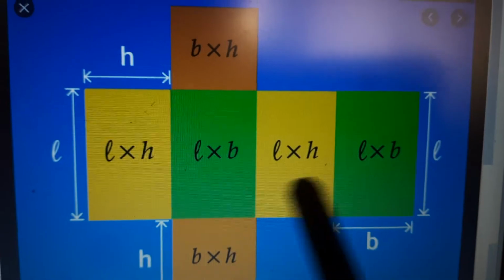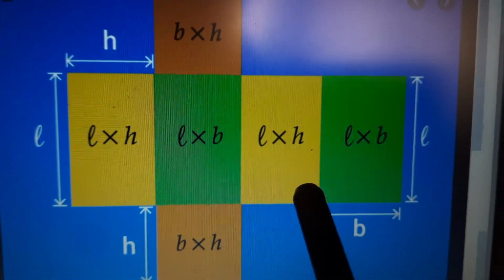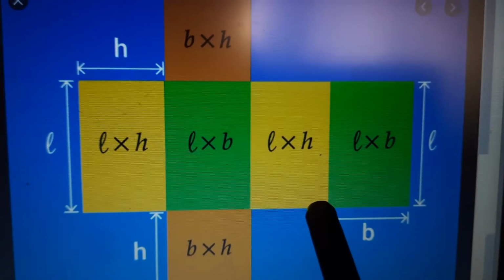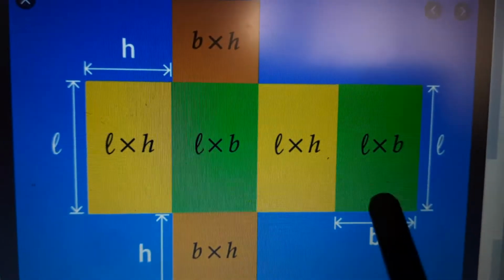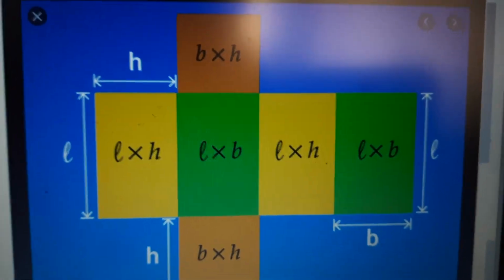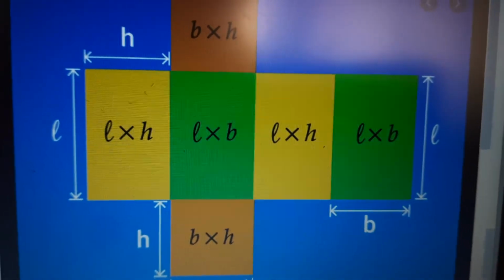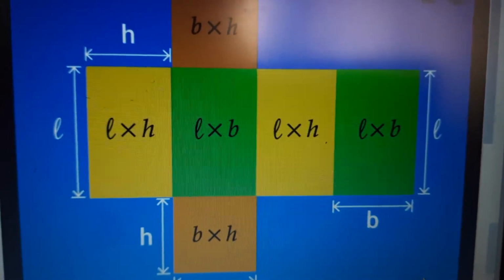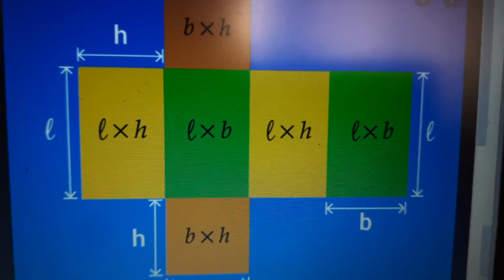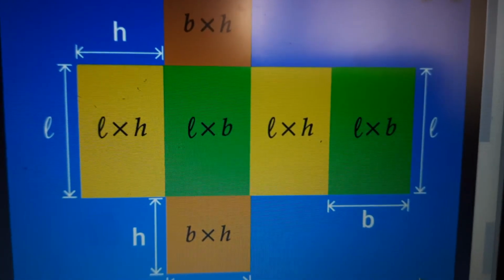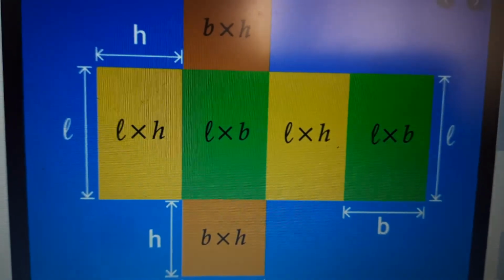1 and 2. Can you see that? 2 length into height. How many length into breadth? 1, 2. Correct? How many breadth into height? 1, 2. So all are 2, 2. Length into height is 2. Breadth into height is 2. Length into height is also 2.